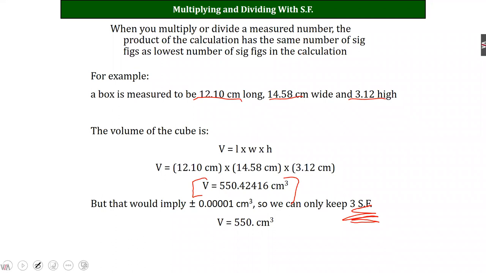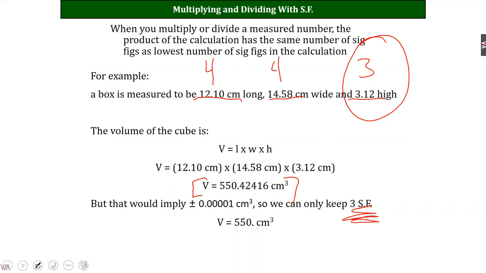So for these three numbers, 12.01 has four sig figs, right? 14.58 is four sig figs. 3.12 is three sig figs. When we multiply these all together, that number that only has three sig figs means our answer can only have three sig figs. Right? So instead of looking at where the decimal place is, it's a matter of how many digits we wrote down at the beginning.